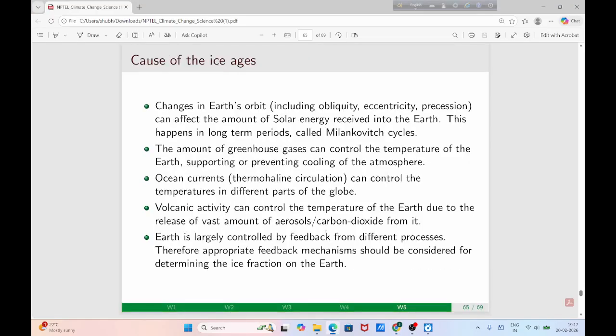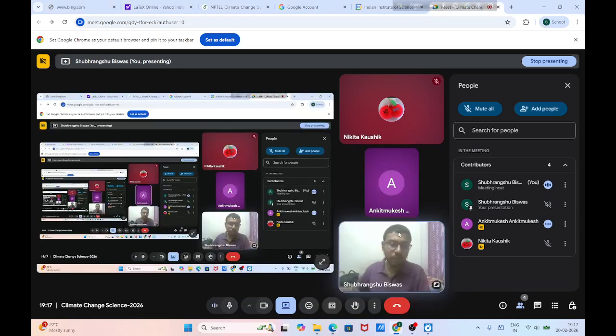Okay, let me go to the cause of the ice ages. Changes in Earth's orbit. So Earth's orbit is not completely circular, it is elliptic. So if an ellipse is there, आप ellipse के बारे में पढ़े हैं? Ellipse.